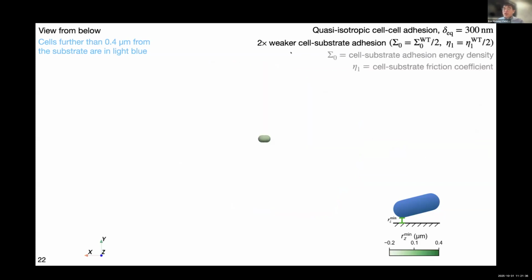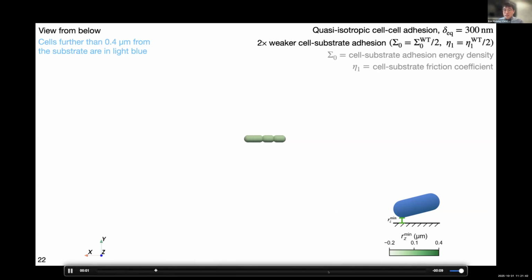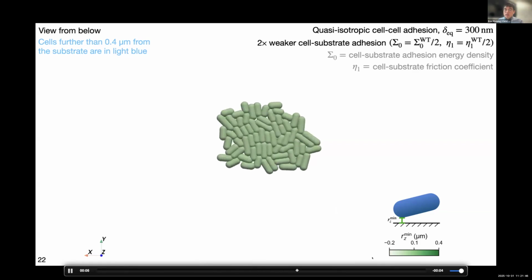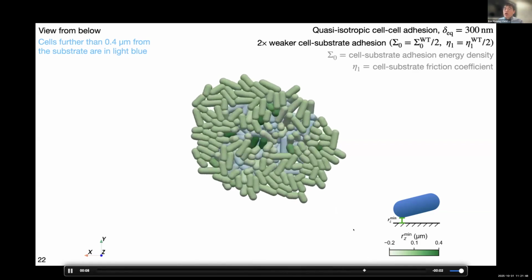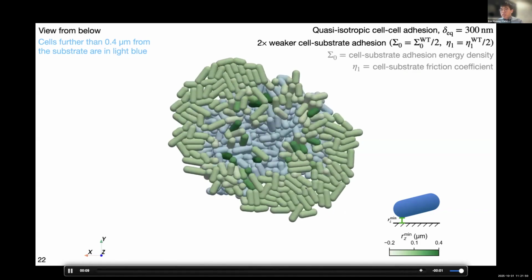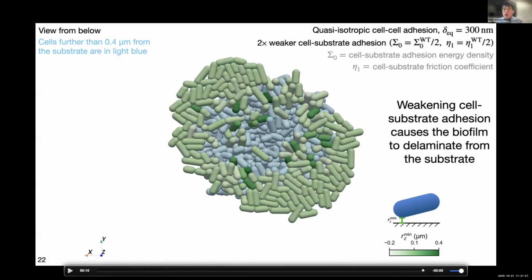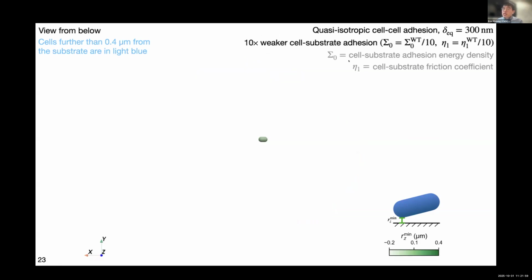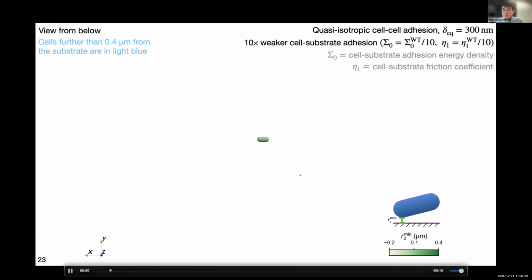Now, the next thing we can do is weaken cell-substrate adhesion while maintaining strong cell-cell adhesion. So what happens then? Now we begin to see proper delamination of the biofilm from the substrate. So we see this big void in the middle of the biofilm. Okay. If we weaken cell-substrate adhesion even further, then we will still get delamination.